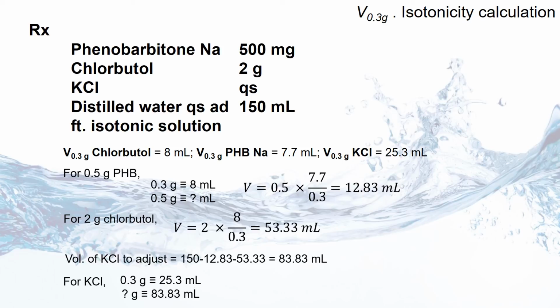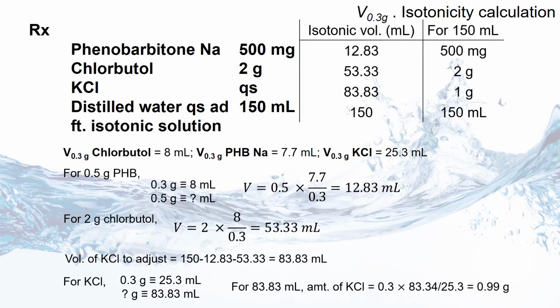For potassium chloride, the V 0.3 gram is equal to 25.3 ml. So how much potassium chloride do you need to adjust for 83.83 ml? Again, it's just a ratio, and you will need about 0.99 gram. So putting it all together, you will need 500 milligram or 0.5 gram of phenobarbital, 2 gram of chlorobutanol, and 1 gram of potassium chloride. And this answer is the same as when using the other methods.